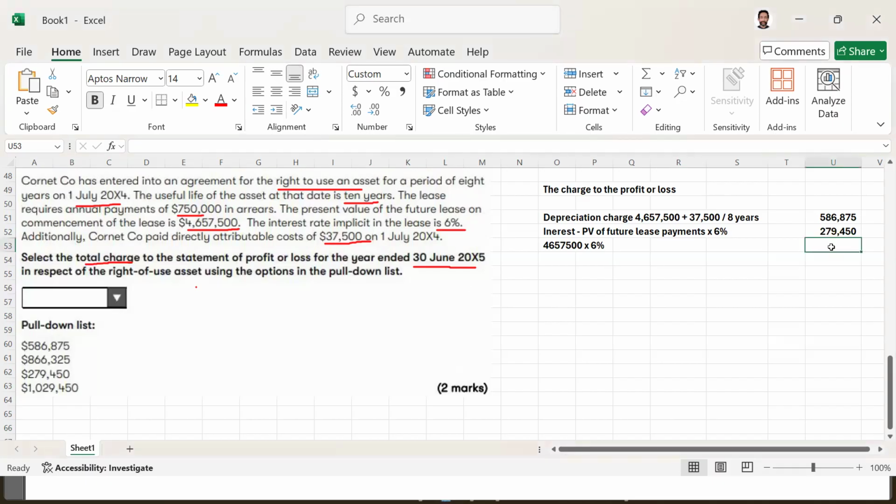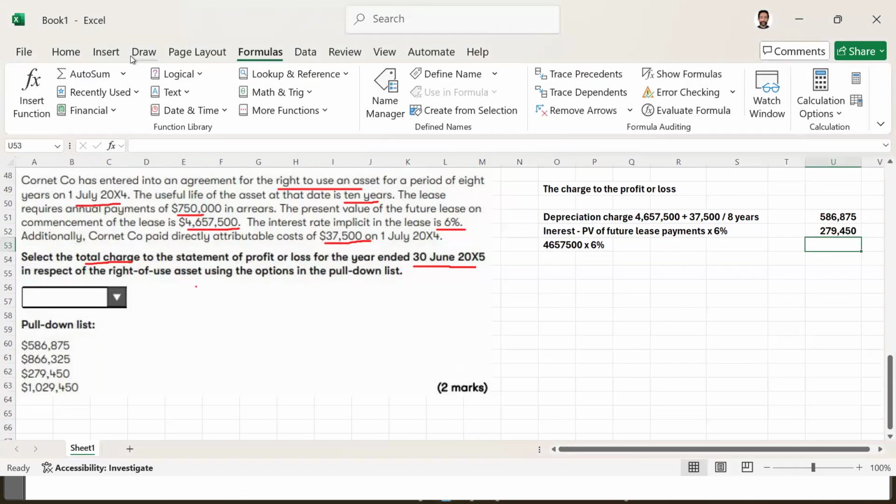We just need to sum this up to calculate the total charge. So the total charge in this case is 866,325. That is the answer. We have to calculate, I guess. Select the total charge to the statement of profit and loss in respect of right of use asset using the options. Yeah, the total charge would be the depreciation.